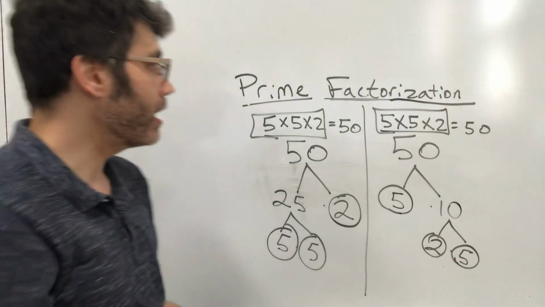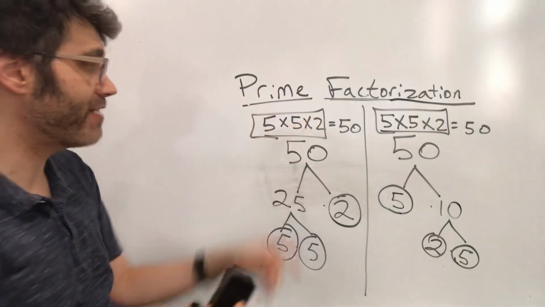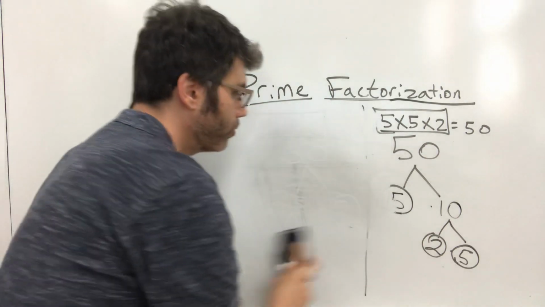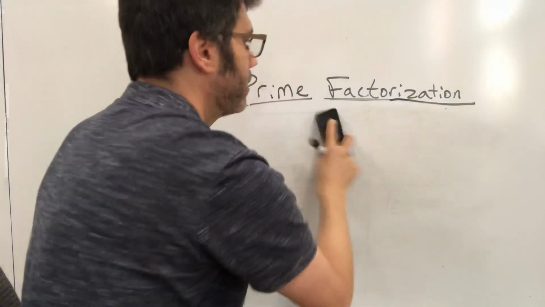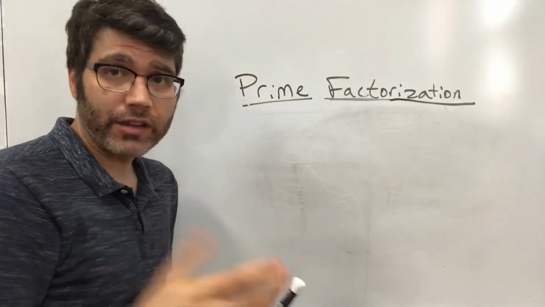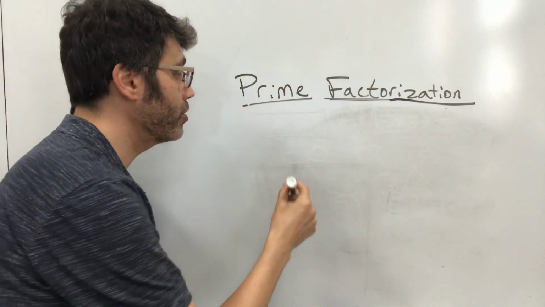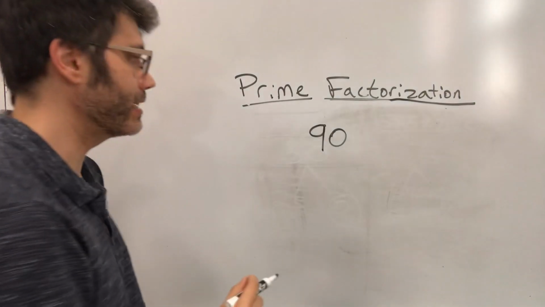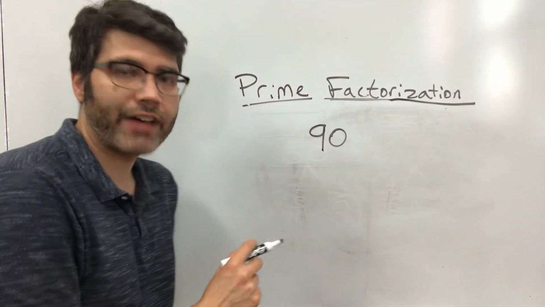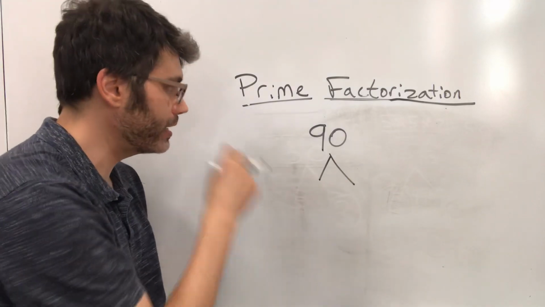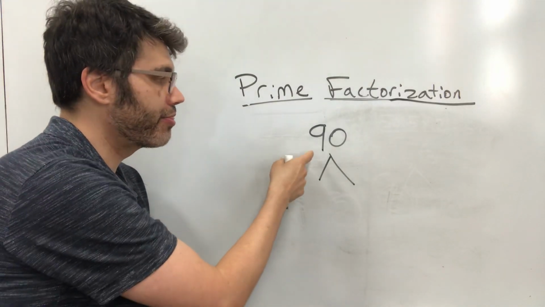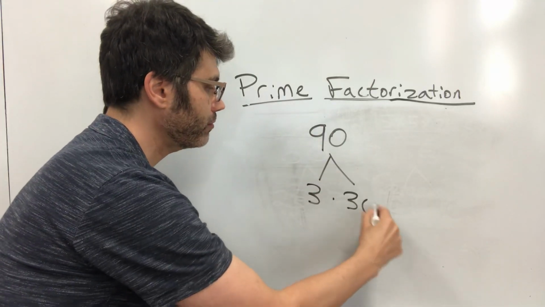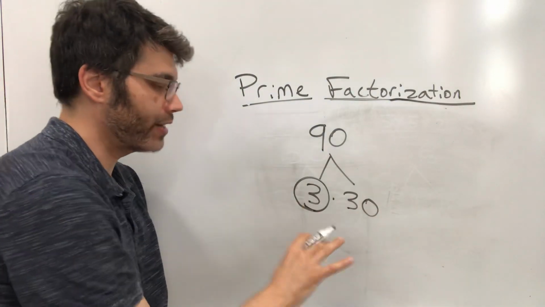So that's how you carry out prime factorization. And the numbers could just keep getting bigger and bigger as well. I'm going to do one more example and then I'll let you try a few examples. So let's do something like 90. Let's break 90 down into its prime factors. There are lots of ways to start this. I could see that 3 times 30 is 90, so I could start with that. 3 is prime, so I'm going to circle it right away.